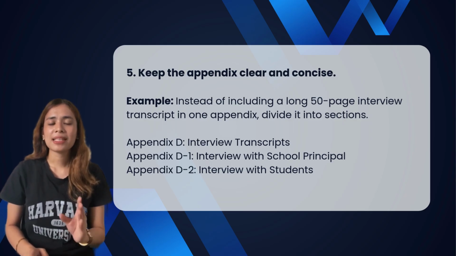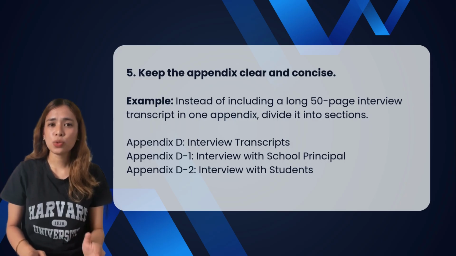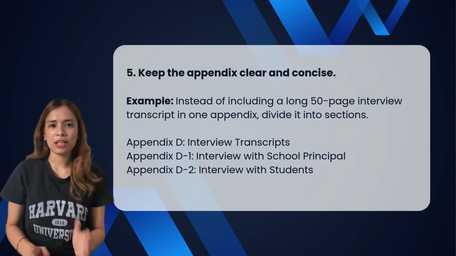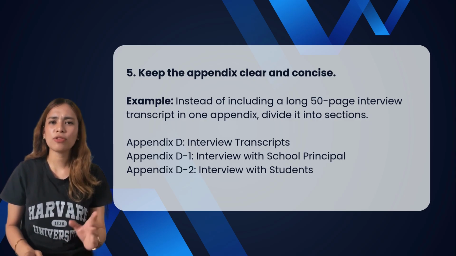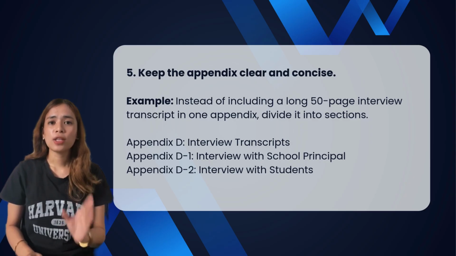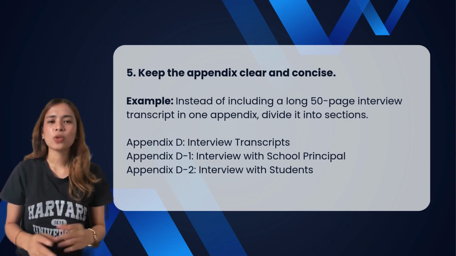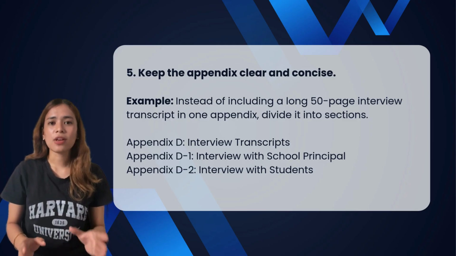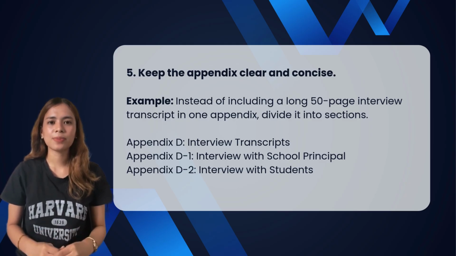Lastly, keep the appendix clear and concise. So the name of an appendix should be concise. The label you choose to identify an appendix should be short and to the point, even if the information presented is complex or multi-layered. So for example, instead of including a long 50-page interview transcript in one appendix, divide it into sections like Appendix D, interview transcripts; Appendix D-1, interview with school principal; Appendix D-2, interview with the students. So these are the things that you need to consider in writing an appendices.